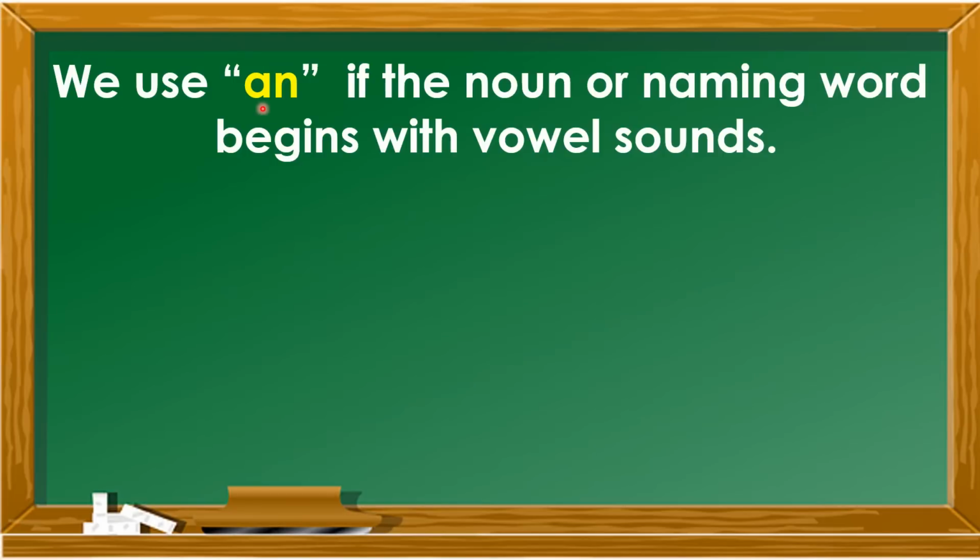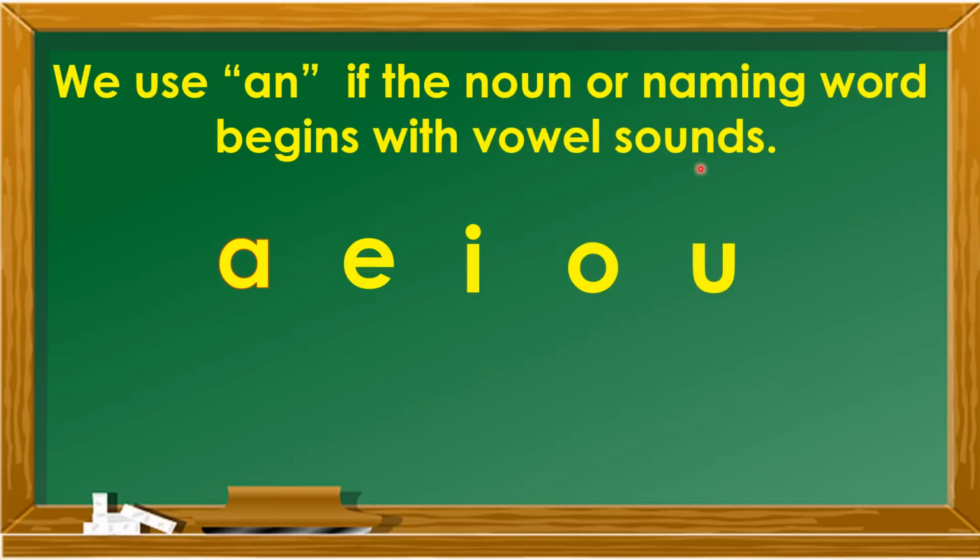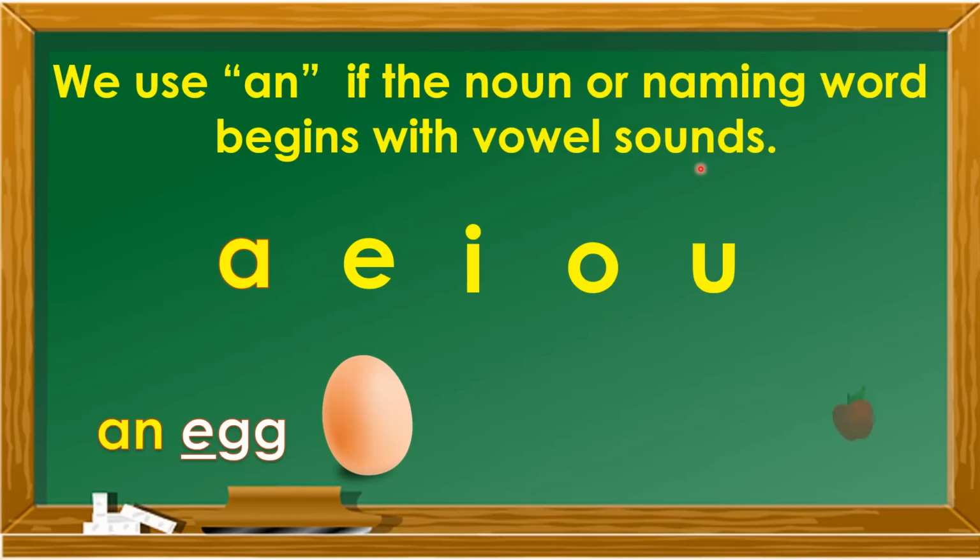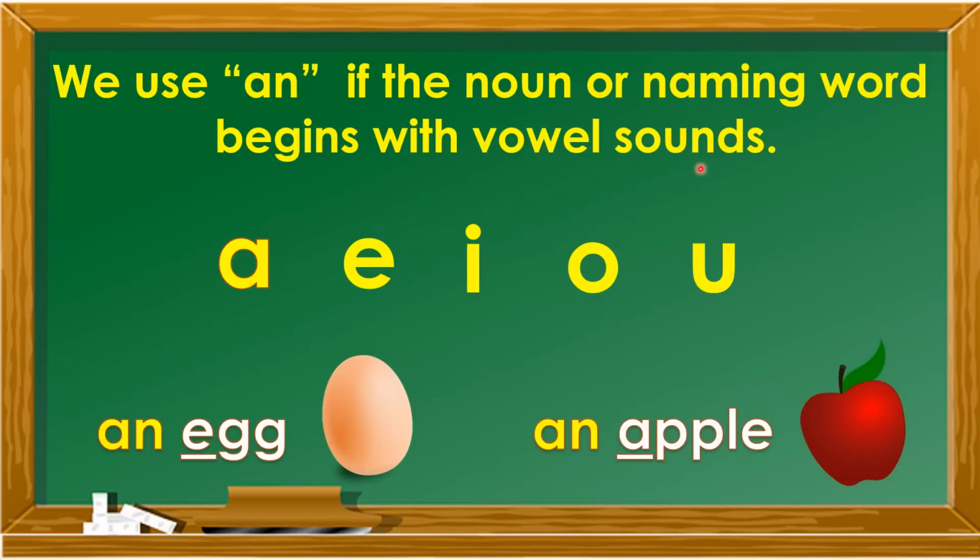We use an if the noun or naming word begins with vowel sounds. A, E, I, O, U. These are vowel sounds. An egg, an apple. Letter E and letter A are vowel sounds, so we use an. An egg, an apple.